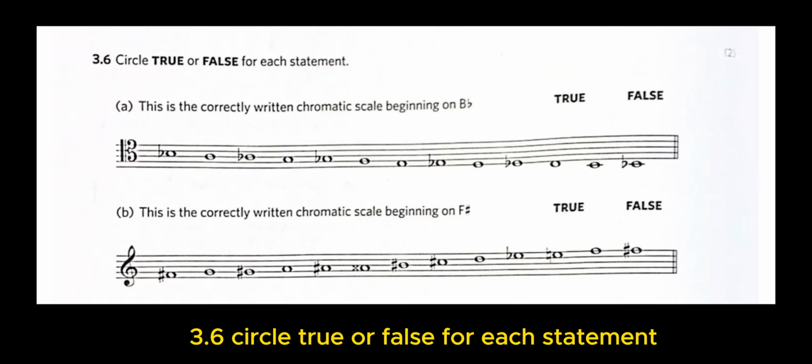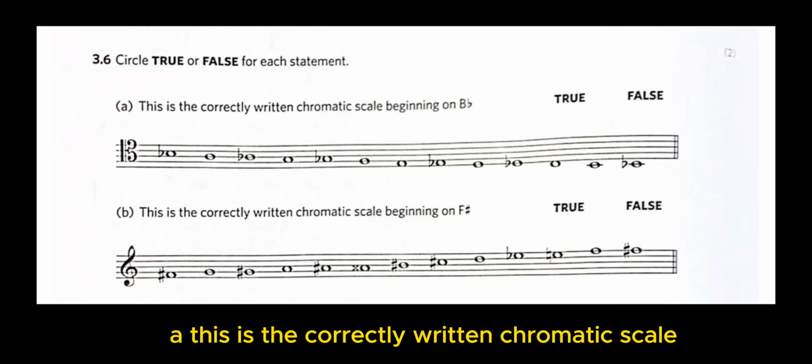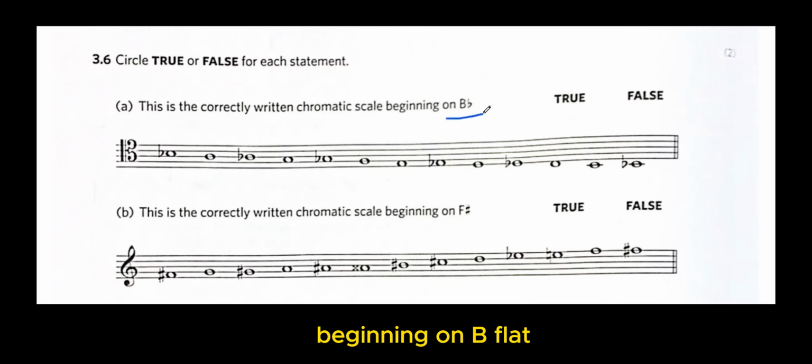3.6. Circle true or false for each statement. A. This is the correctly written chromatic scale beginning on B flat. Here is the B flat. B flat, A flat, G, G flat, F, E, E flat, D, D flat, C, B, B flat. That's correct.